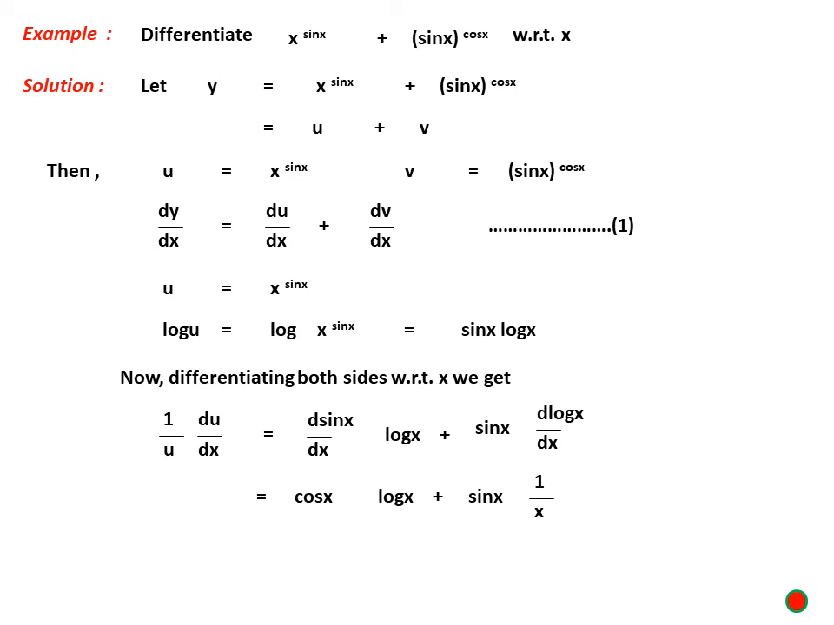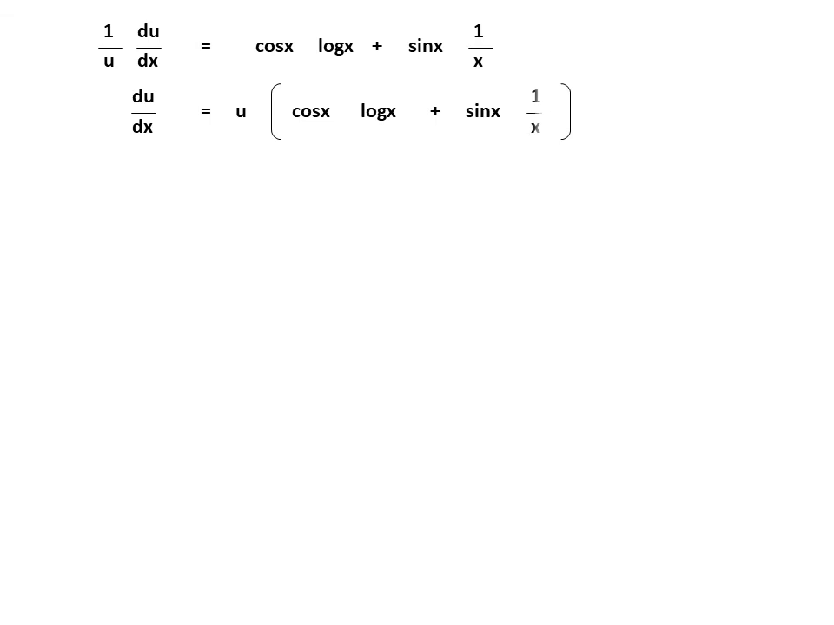So you have to cross multiply. This was our answer in the last step, that is 1 by u du by dx equal to cos x into log x plus sin x into 1 by x. Therefore du by dx will be u into cos x log x plus sin x into 1 by x. Now you have to write x to the power sin x into cos x log x plus sin x into 1 by x. Of course you can simplify by taking inside, but you can keep it outside also.